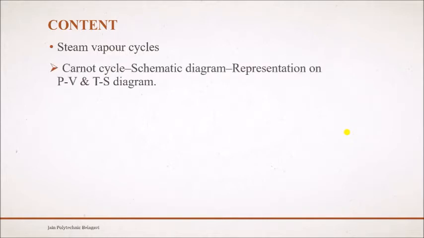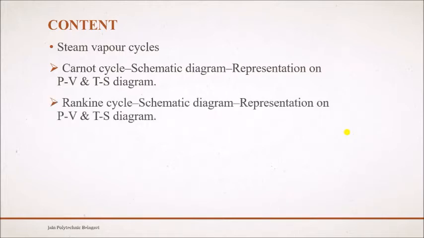The first one is the Carnot cycle, how it works and its representation on the PV, that is pressure volume, and temperature entropy diagram. The second one is the Rankine cycle, how it works and its representation on the pressure volume and temperature entropy diagram. But just before going to these cycles, let's see what these steam vapor cycles are.